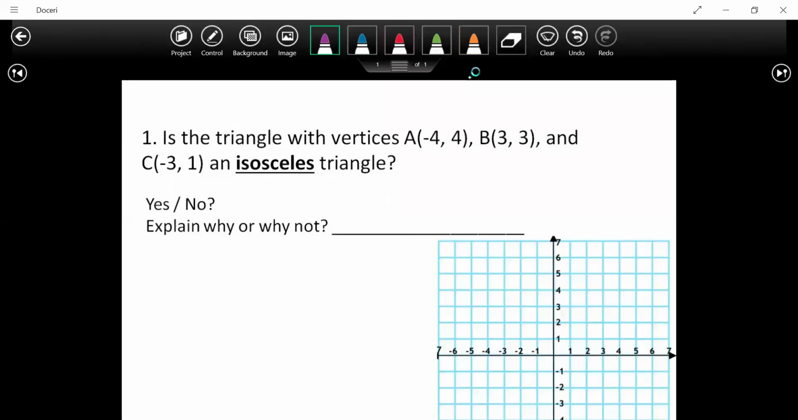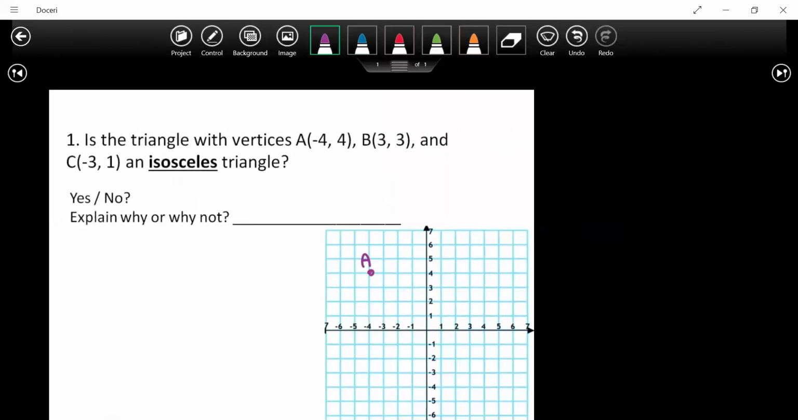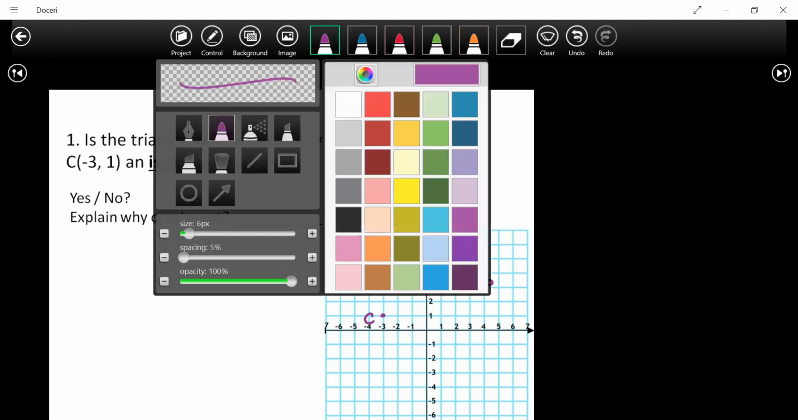So I want to go ahead and graph out my points. Back 4, up 4 will give me A. Over 3, up 3 will give me B. Back 3, up 1, C. I'm going to go ahead and connect them.